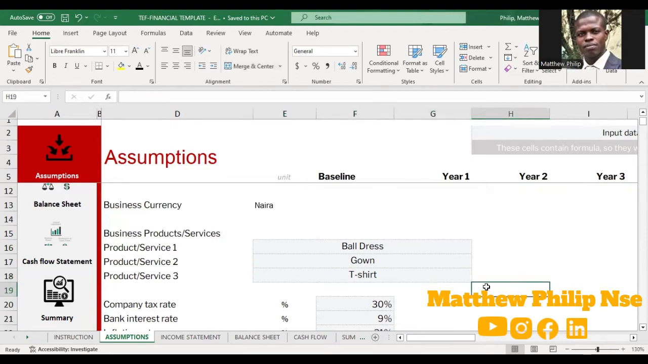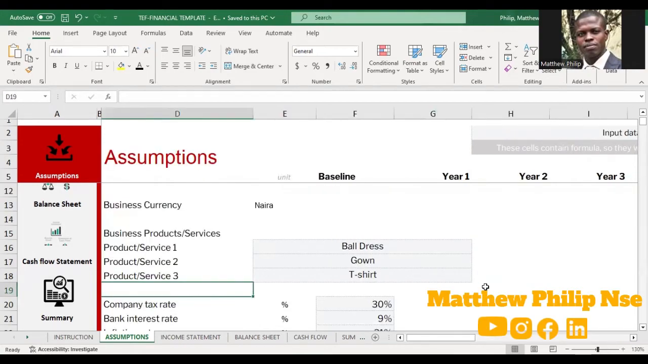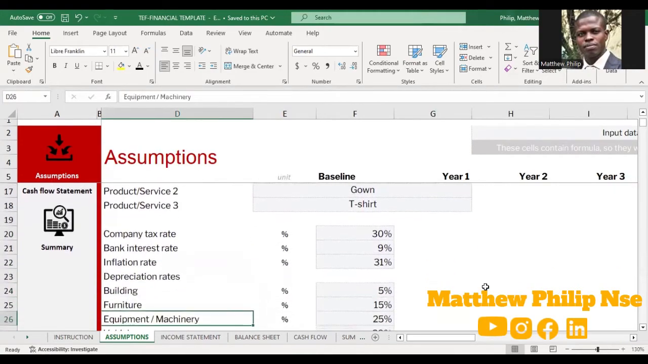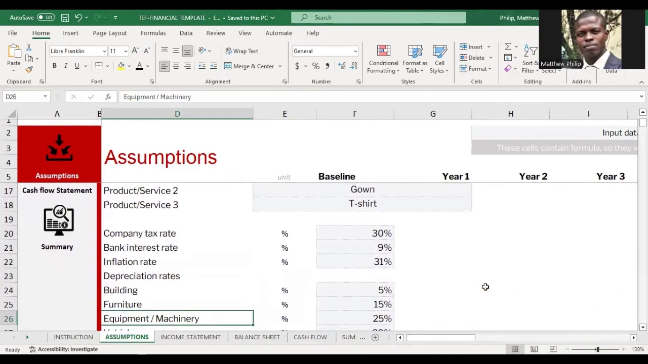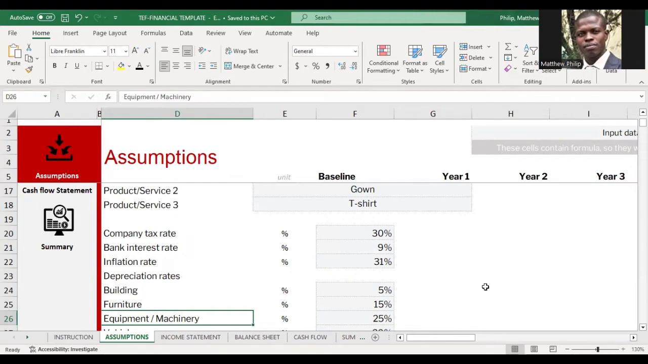Okay, so let's proceed. The next step is for you to fill in the metrics that are going to be used to analyze your financial template. For company tax rate, I use 30%. For bank interest rate, I use 9% because in case this business wants to obtain a loan from the Bank of Industry, their rate is 9% per annum.